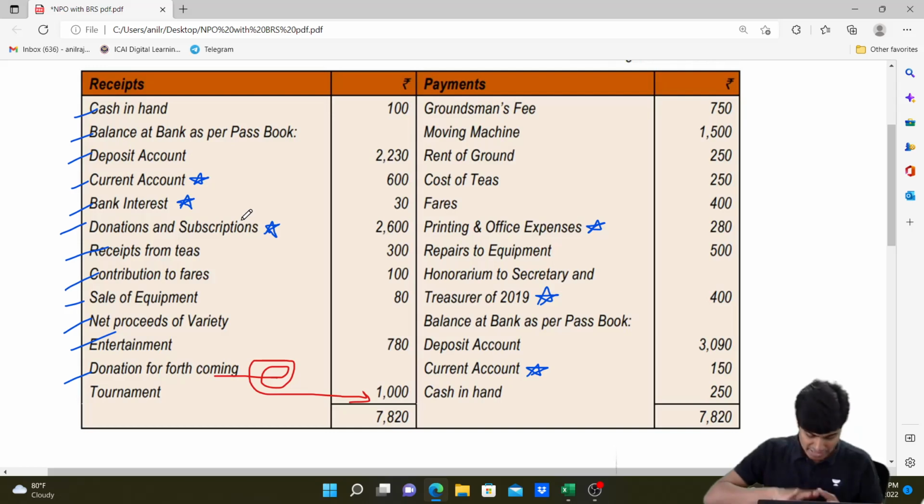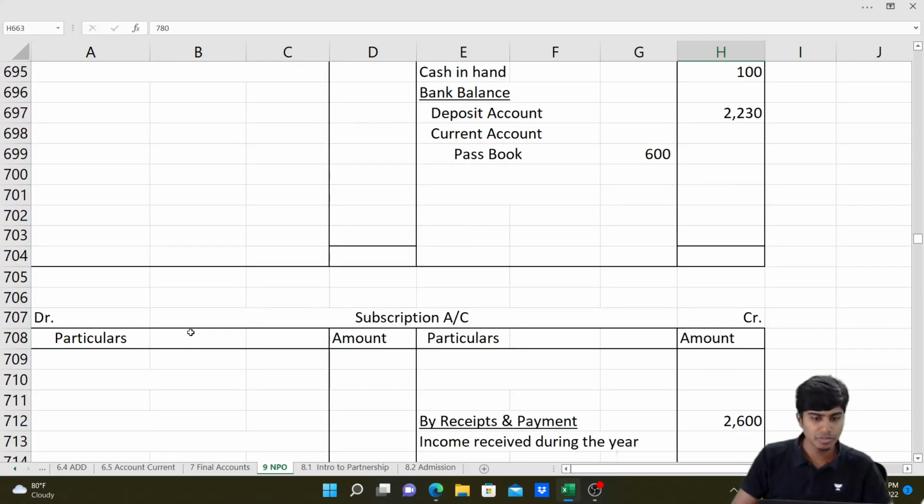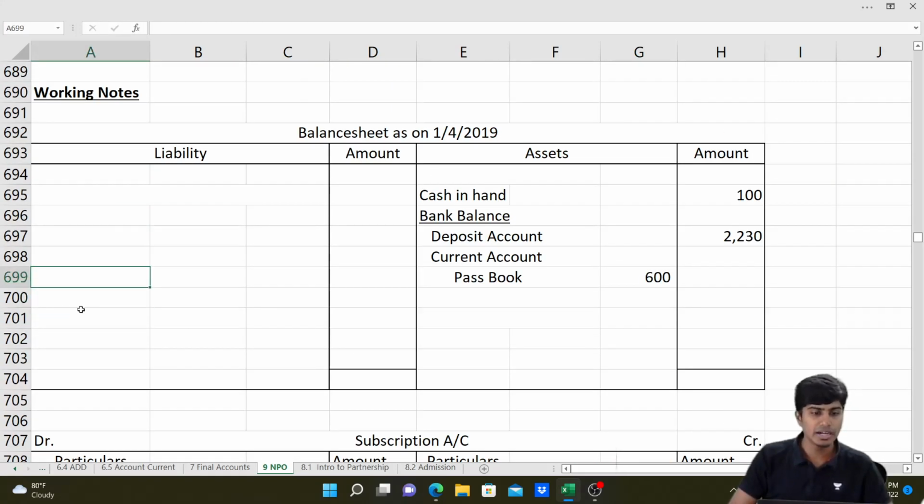This is like pre-received income, but you can't call it income because it is a contribution received as a donation for the purpose of expenditure to be incurred in the next tournament. I hope you all understood this. Chalo, let me write in the closing balance sheet 1000 rupees donation for the forthcoming tournament. So this is our closing balance sheet and I would write it here.